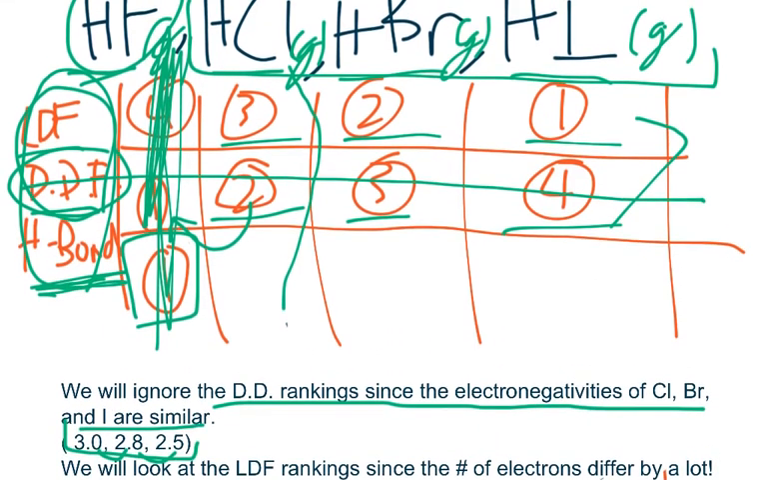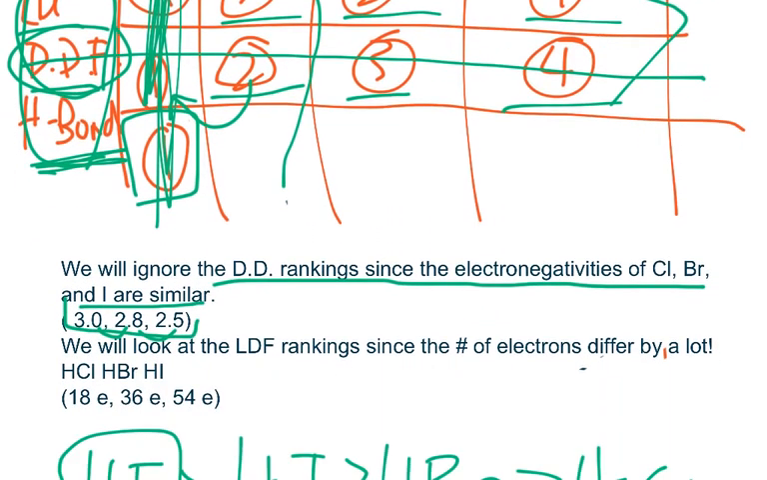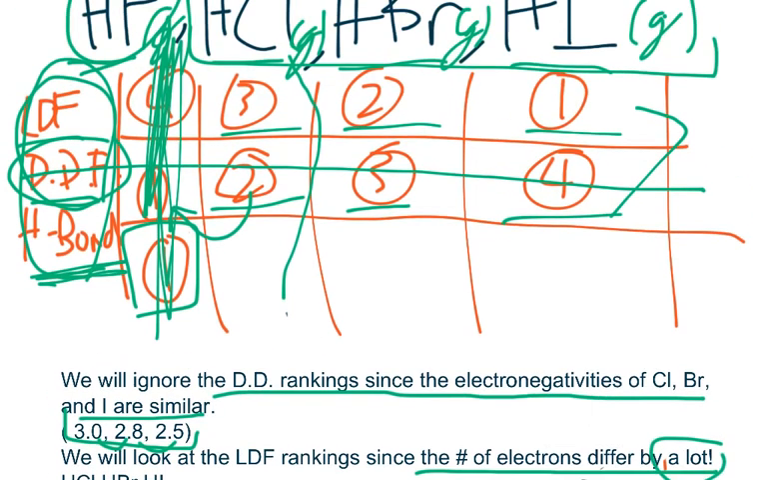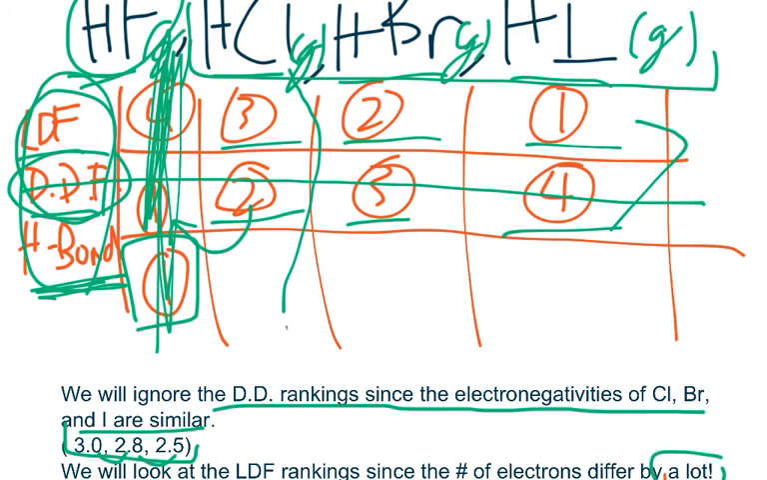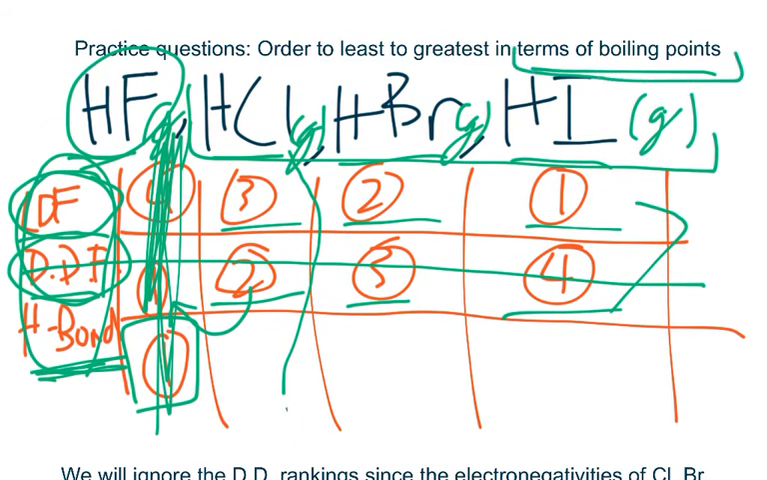And the reason why we look at LDF instead is because the number of electrons differ by a lot. And when it differs a lot, that means LDF can differ a lot. And if you remember, I2 is a solid because it has so much LDF. And this means that LDF can be considered as a factor in considering which one has the highest boiling point.